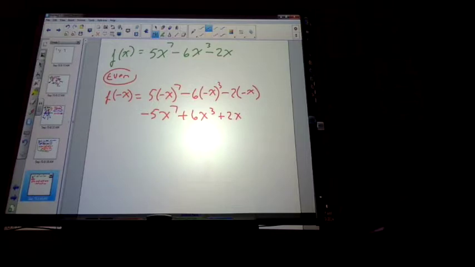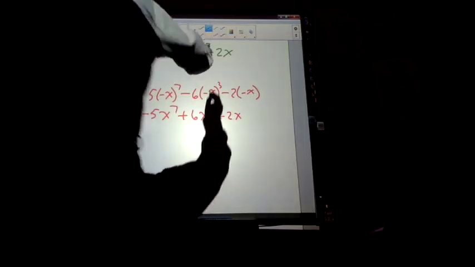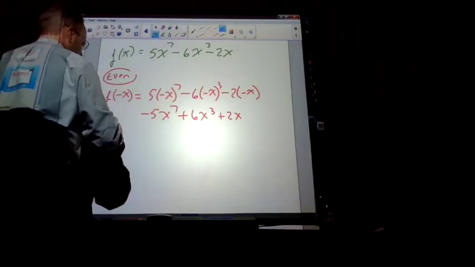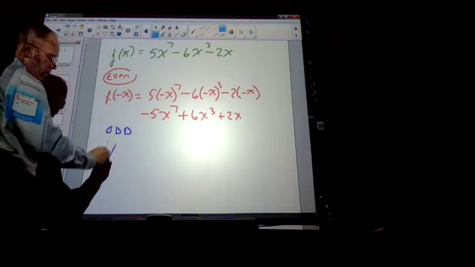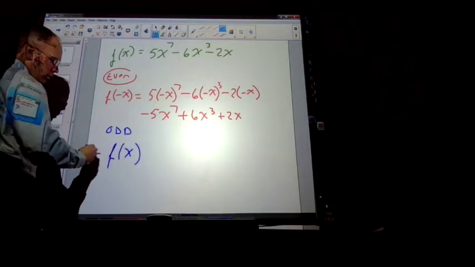Okay? Now, in order for me to see if it's an odd function, I think this is the easier of the steps. If I want to see if it's an odd function, I'm going to take my original and I'm going to multiply by a negative.